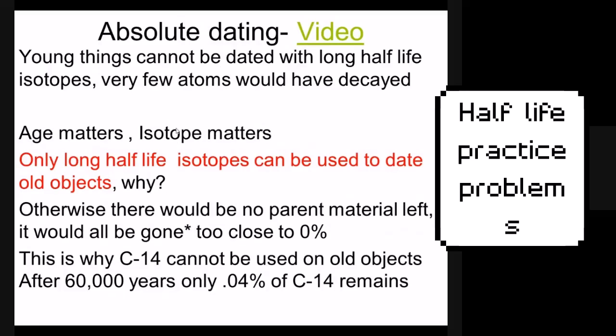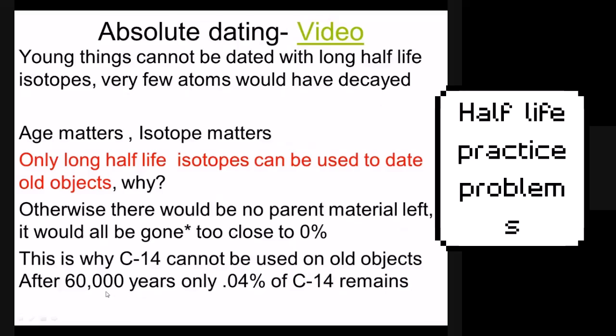Now, when it comes to absolute dating and isotopes, only very long half-life isotopes can be used to date really old objects. If you have something like carbon-14 with a half-life of 5,730 years, well, after about 60,000 years, or about 10 half-lives, you would only have 0.04% of that carbon-14 left. And that's not a lot that you could actually measure. So carbon-14 can't be used to date old objects, at least not anything older than 60,000 years. You would need a different isotope to date really old objects, so perhaps potassium or even uranium. Strontium can also be used as well.